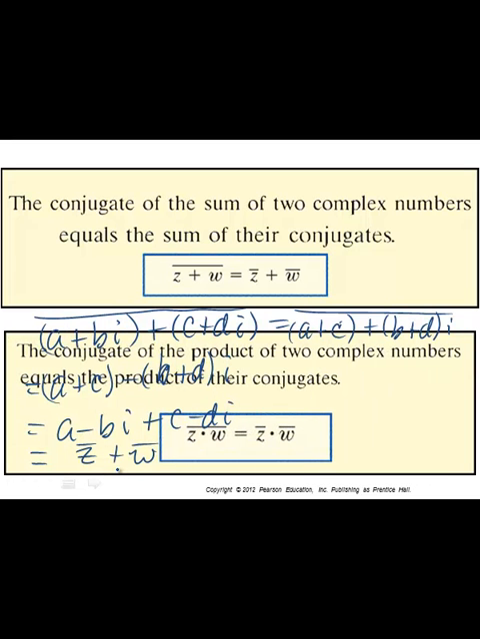All right, so moving along here. Also, it turns out that the conjugate of the product of two complex numbers is the product of the conjugates. So if you need to form the product of two complex numbers and also take the conjugate, it doesn't matter what order you do it. You can take the conjugate first and then the product, or vice versa.